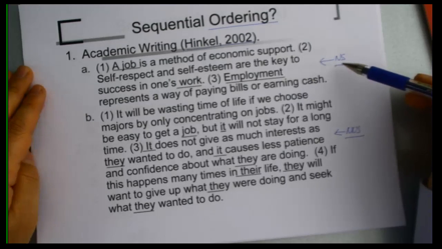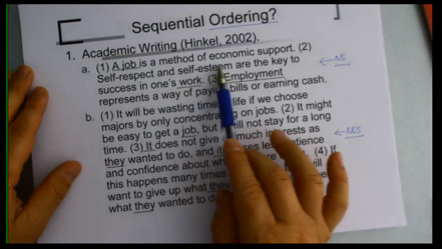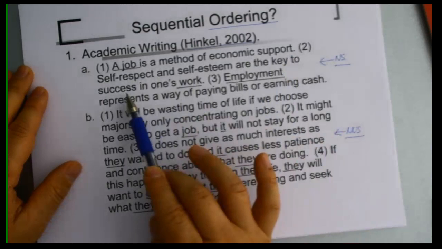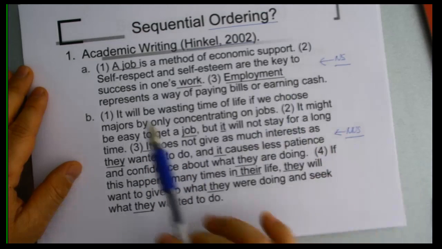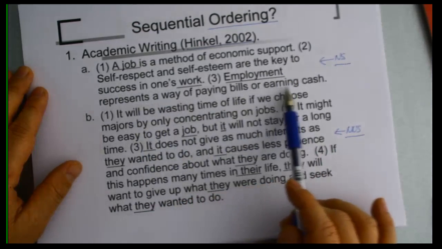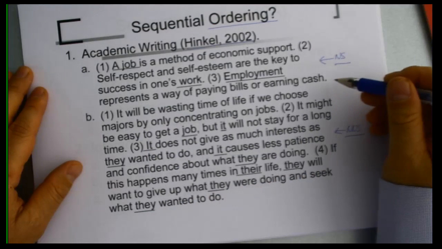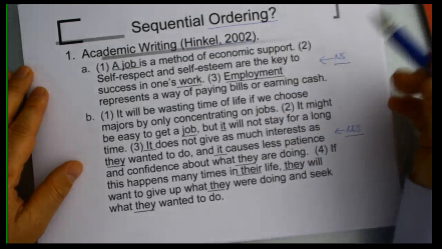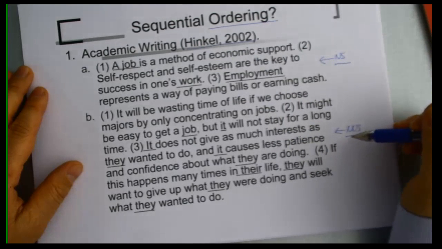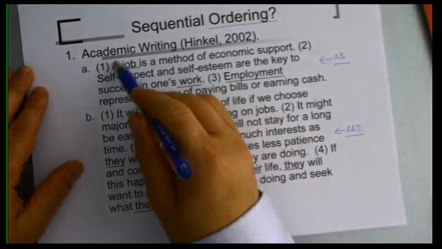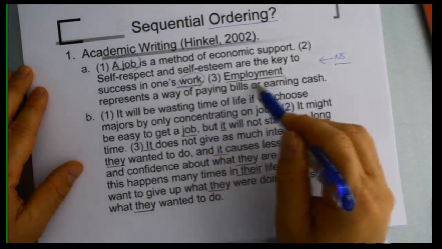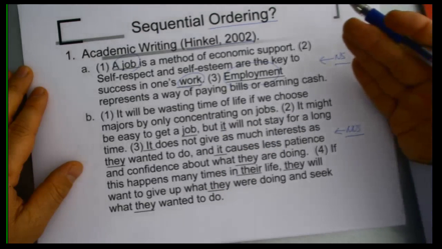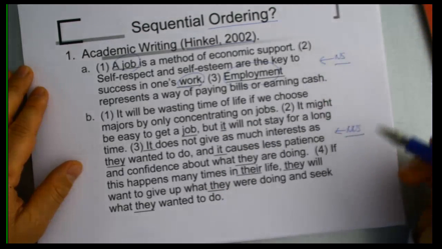Native speaker's writing. He says, a job is a method of economic support, and self-respect and self-esteem are the key to success in one's work. Employment represents a way of paying bills or earning cash. Now, Hinkle's point about this writing is that it is better than non-native writing because you have different vocabulary to refer to the same thing. So this writing avoids being redundant.